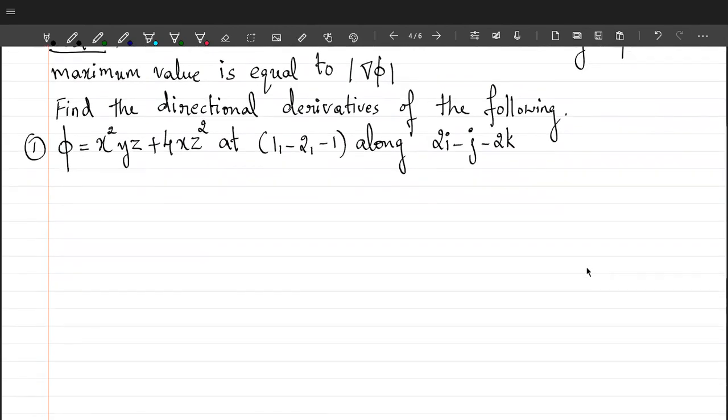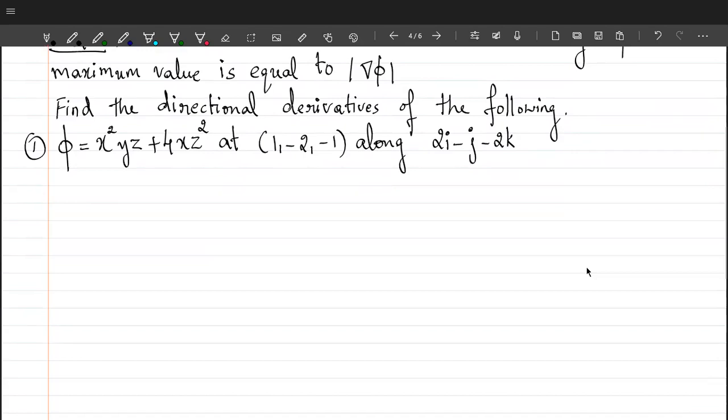Let's solve the first problem. Find the directional derivatives of the following. The first one is phi equal to x square yz plus 4xz square at the point 1, minus 2, minus 1 along 2i minus j minus 2k.